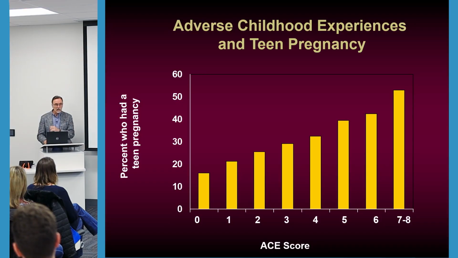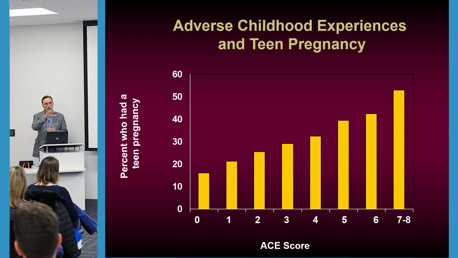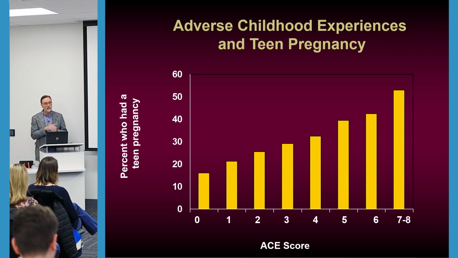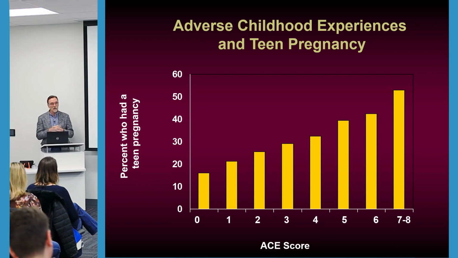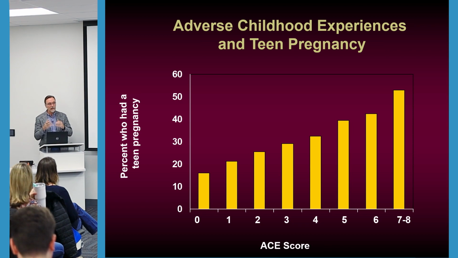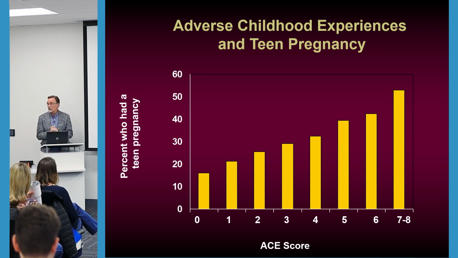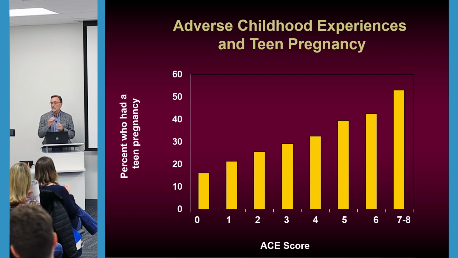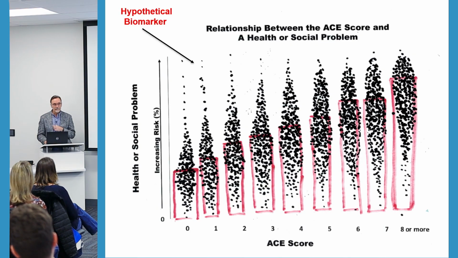So let's go back to that teen pregnancy plot. Here we see this graded relationship. And it looks really clean and smooth, and we can say that for an ACE score of 0, 15% of women had a teen pregnancy, and for an ACE score of 5, about 40% had a history of a teen pregnancy. Why does that plot look so precise like that? It's because it's an average.